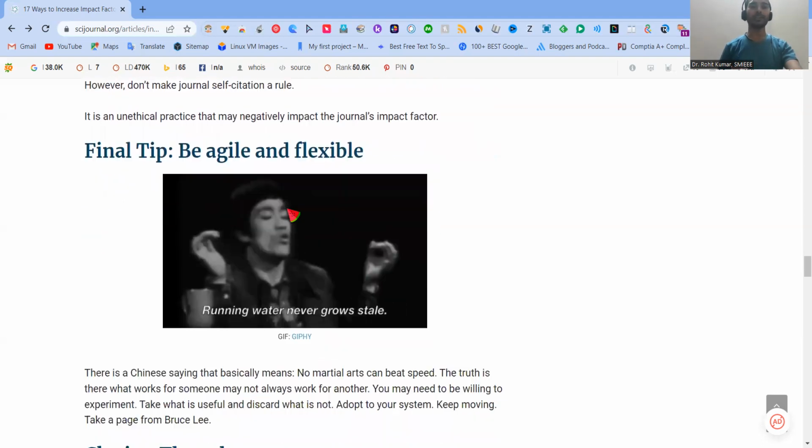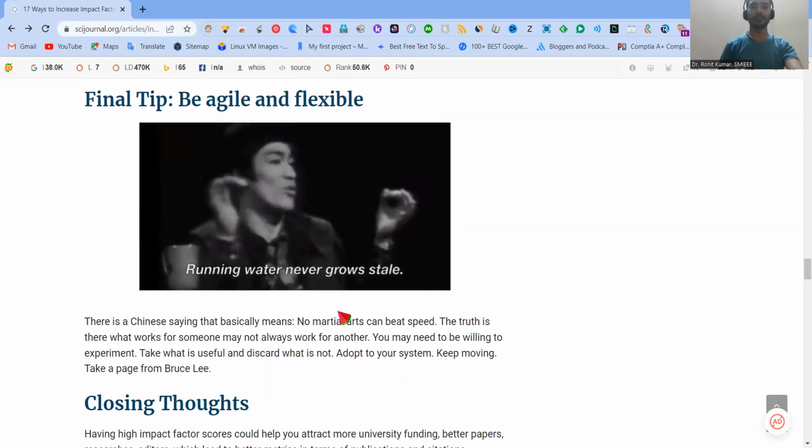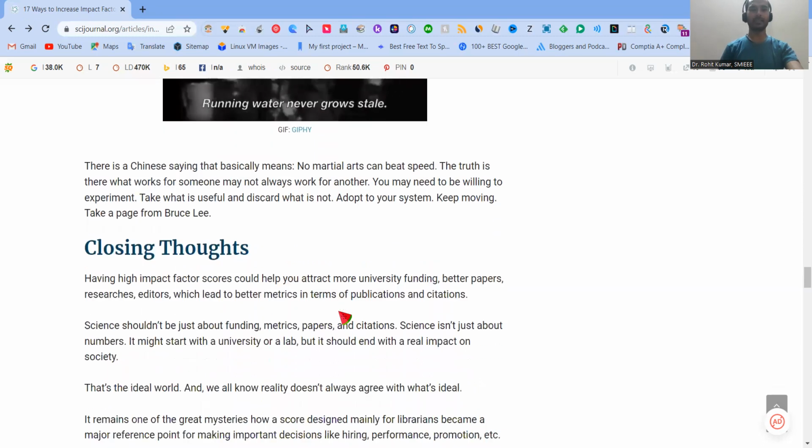Coming on to the final tip. The final tip is that being agile and flexible is the key thing. It means that according to time, you need to change your specific focus. From time to time, you may see that editorial teams also change their publishing focus with respect to a specific journal. Why is it done so? It is done to attract the right kind of readers as well as authors. So that's why being agile and flexible is the key technique.